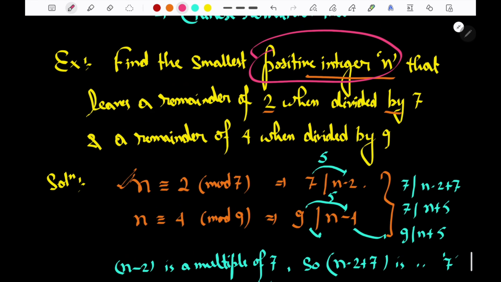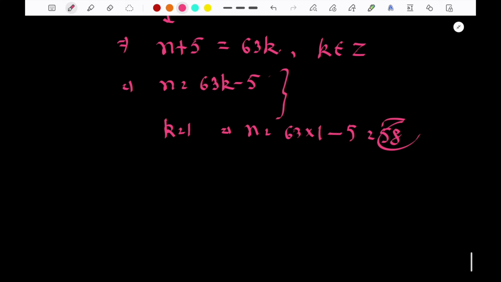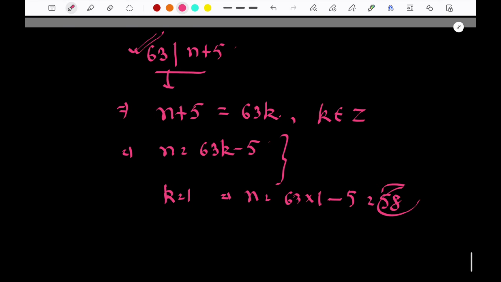So what was the question? Find the smallest positive integer n that leaves a remainder of 2 when divided by 7 and a remainder of 4 when divided by 9. Let's check. If I divide 58 by 7, 7 times 8 is 56, remainder 2. If I divide by 9, the remainder is 4.